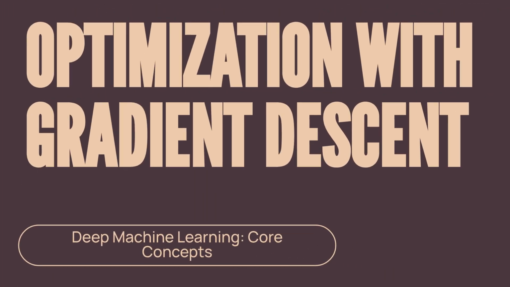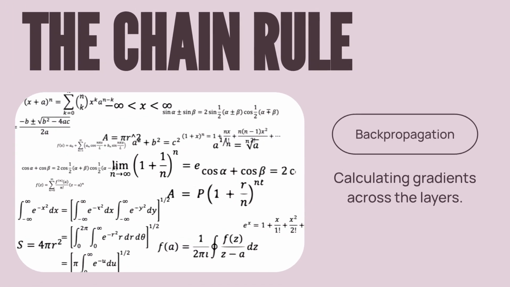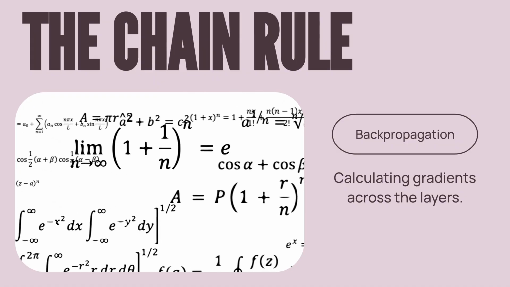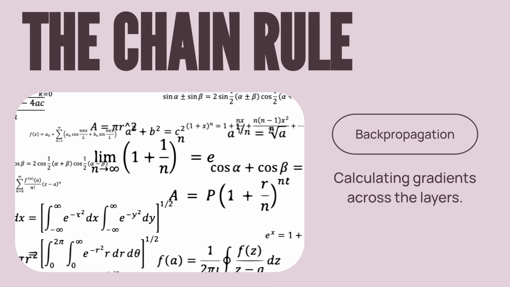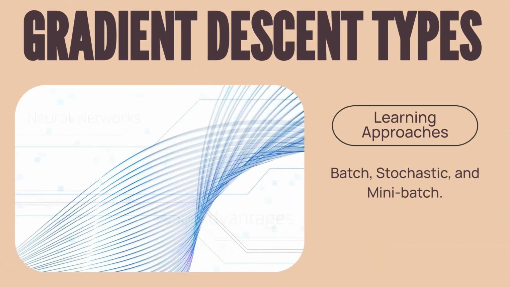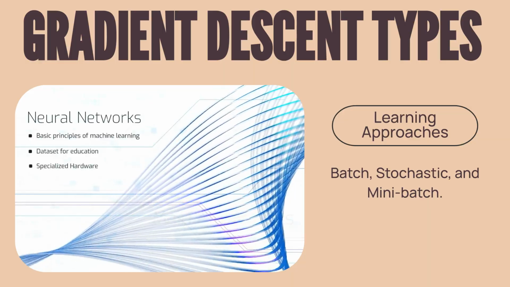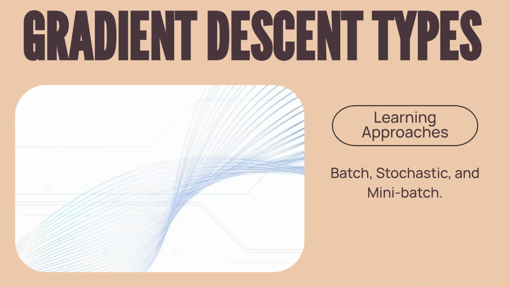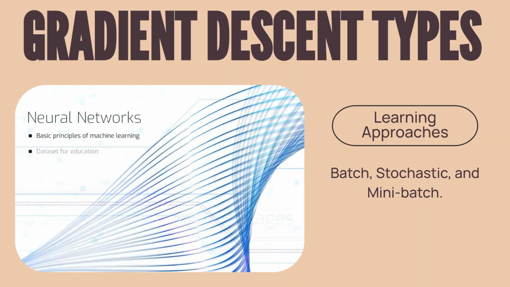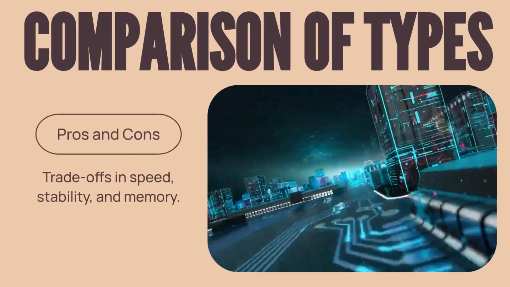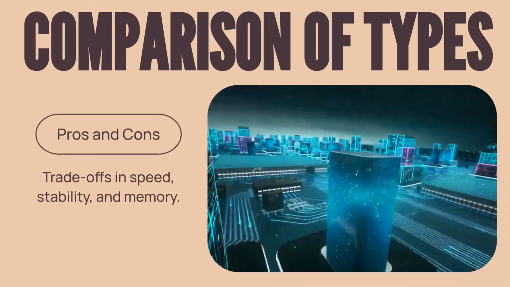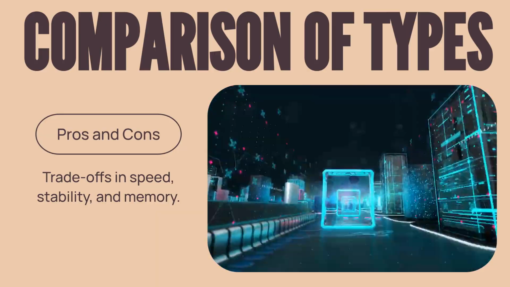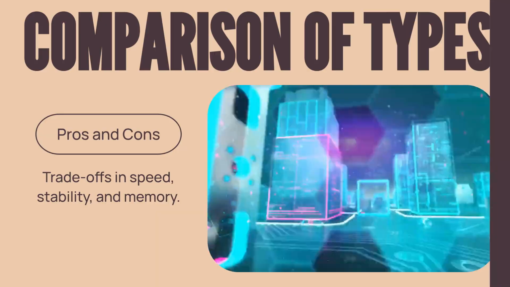With the loss function defined, we optimize our network using gradient descent. The chain rule is fundamentally important in backpropagation, allowing us to efficiently calculate the gradients for every weight in the network. There are three main types of gradient descent: batch, stochastic, and mini-batch, differing in how much data they use for each weight update. Each type of gradient descent involves trade-offs. Batch is stable but slow, stochastic is fast but noisy, and mini-batch often strikes the best balance.